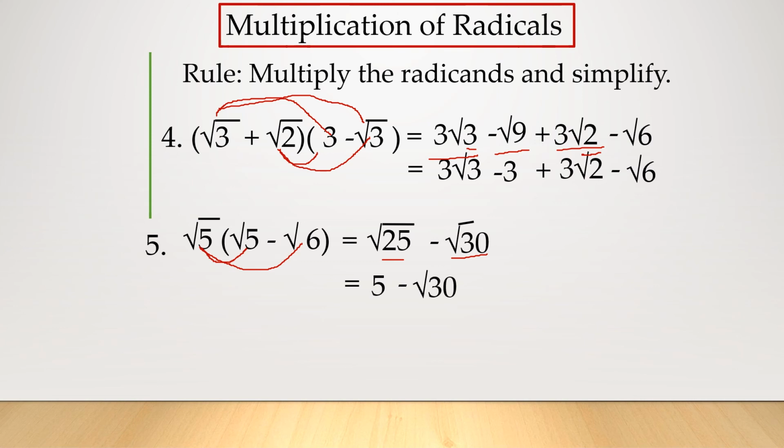So that's how you're going to multiply radicals. Simply multiply the radicands, then simplify.